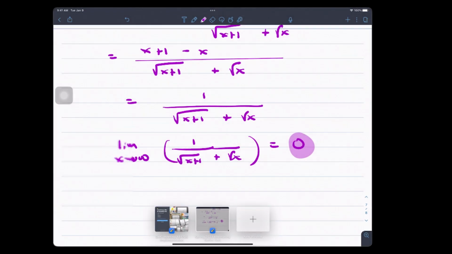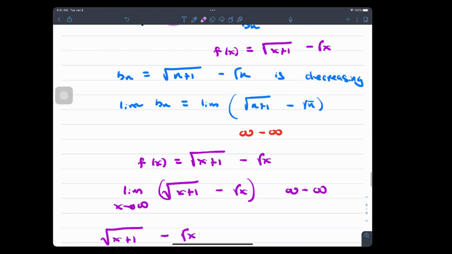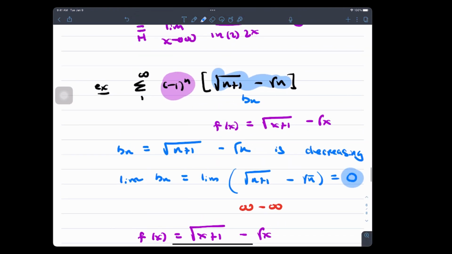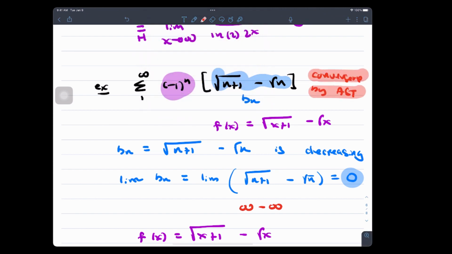And so anyway, what do we know about this particular limit? This equals what? This equals 0. So if that equals 0, we have what? Convergence by our alternating series test. So this is why calculus 1 is kind of, you know, under the hood, I guess.